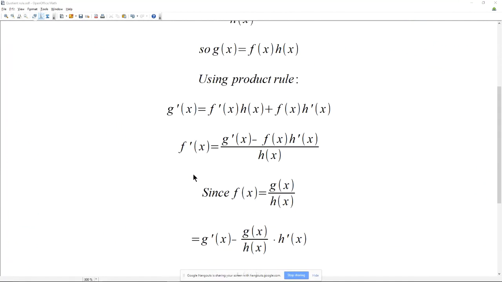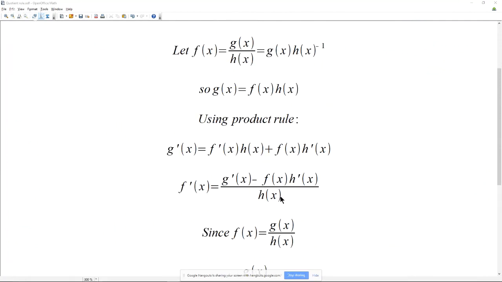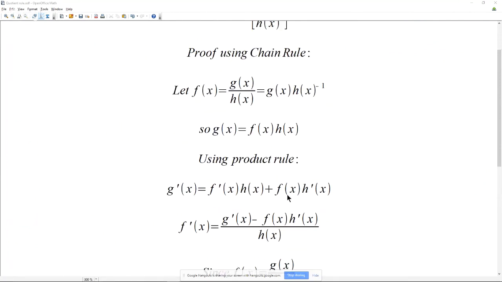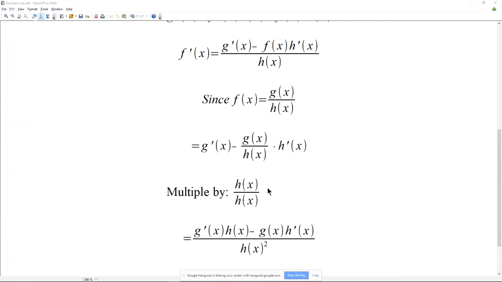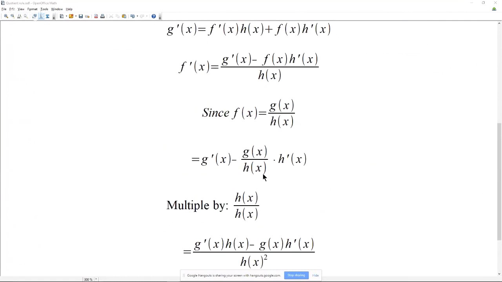Now, since f of x is g of x over h of x, which we've established up here, right? Then we can say that g prime of x minus g of x over h of x times h prime of x. Let's see here, how to get here? Oh, yeah, because I'm just back substituting it in. We're just substituting f of x with this. That's all we're doing. Okay, so it actually works out to this. So when you get your whole formula, I'm just basically taking this and sticking it in for f of x.